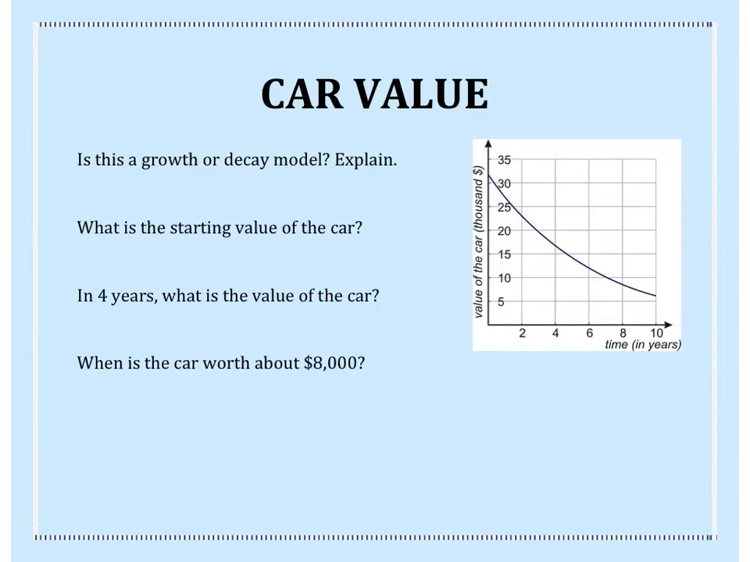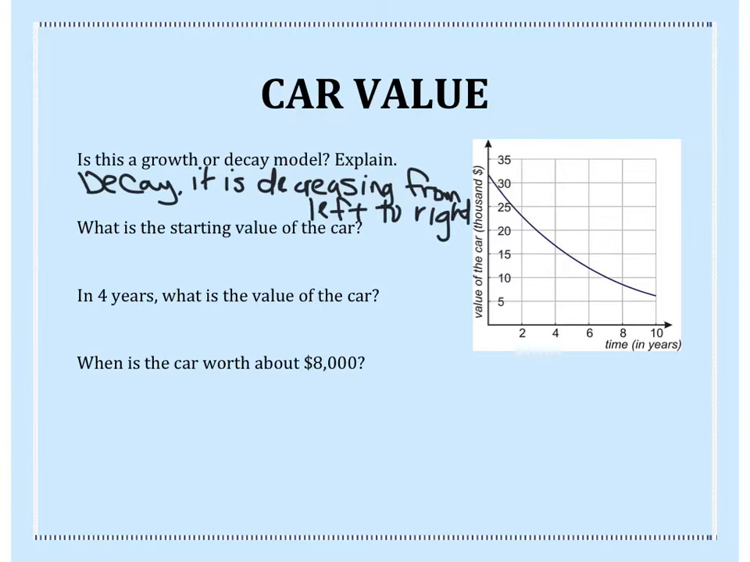And now we're going to evaluate some graphs that are exponential growth or decay. So we look at this graph, is this a growth or decay, and explain. Well, the graph is decreasing from left to right. So we're going to write it's a decay, and our reason is just that it is decreasing from left to right.